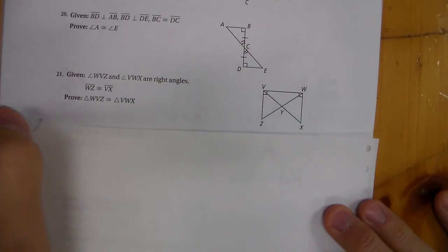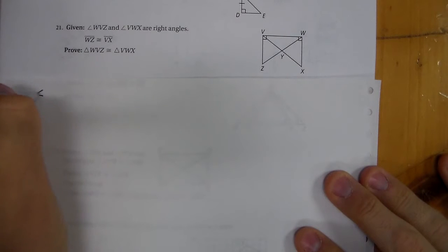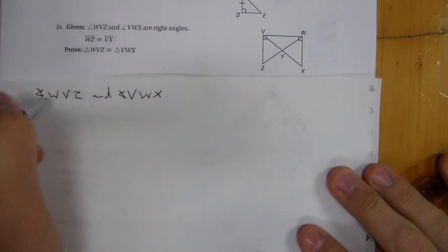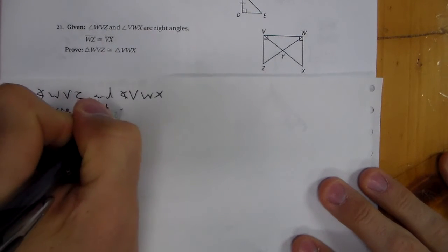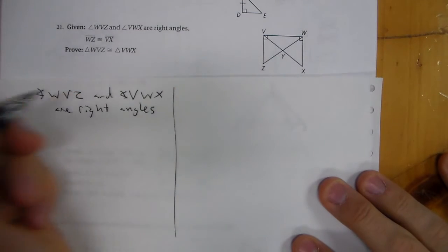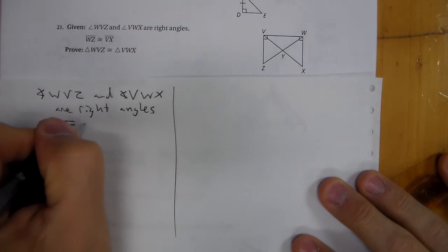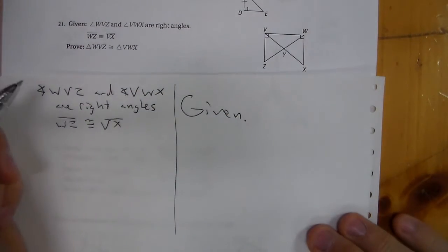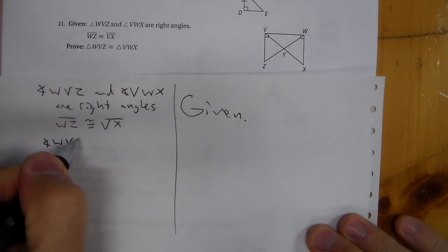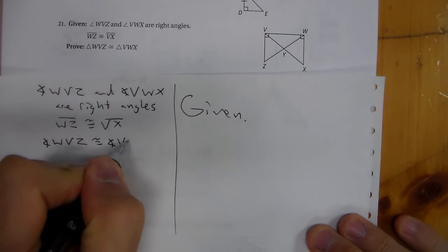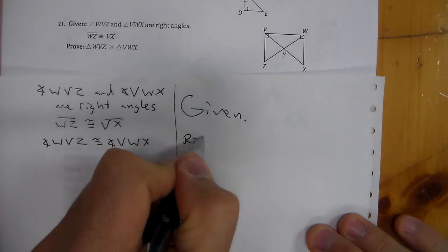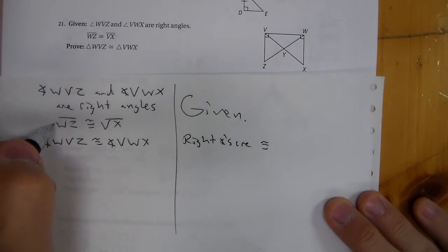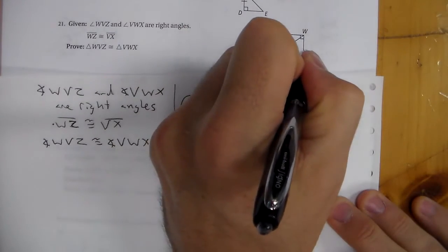For 21, we have angle WVZ and angle VWX are right angles. And we also have WZ is congruent to VX, both given. So off of that, let's say that angle WVZ is congruent to angle VWX because right angles are congruent. We have also side WZ and VX, so we'll mark those here.